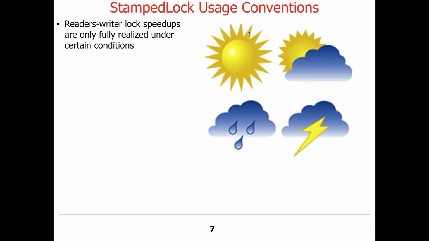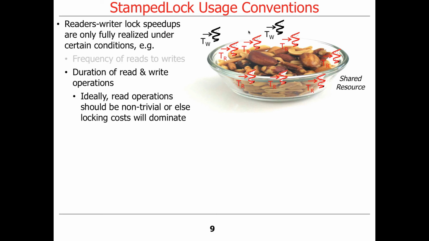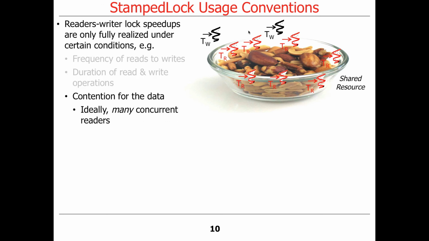OK, so stepping back, reader-writer lock speedups, such as StampedLock, are really only useful under certain conditions. If you have lots of reads versus writes, ideally a lot more reads than writes, then a reader-writer lock is a win. If the read operations are non-trivial, then that may be helpful. Otherwise, locking costs will dominate.